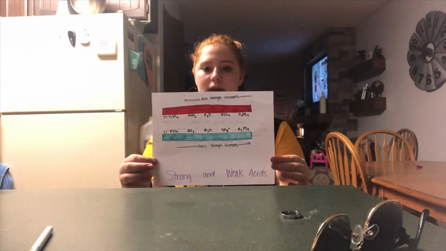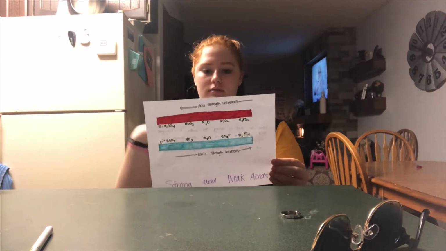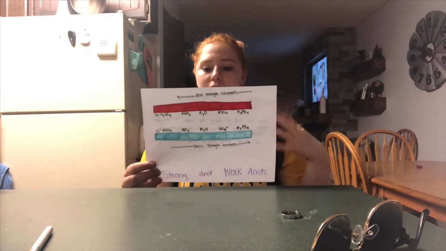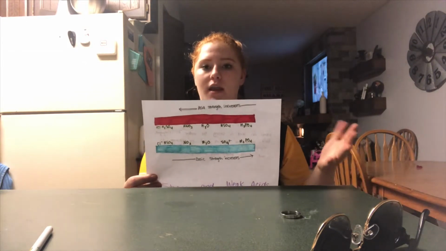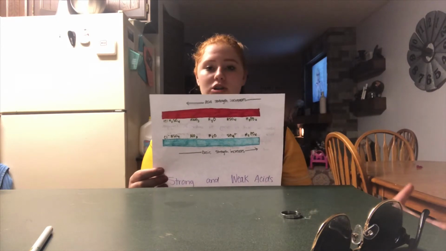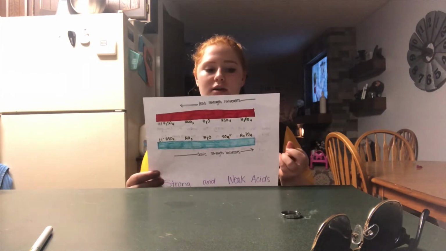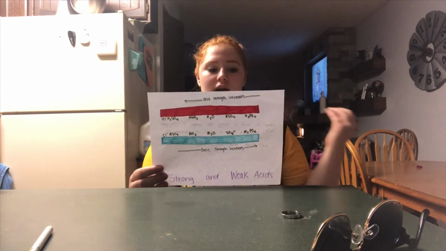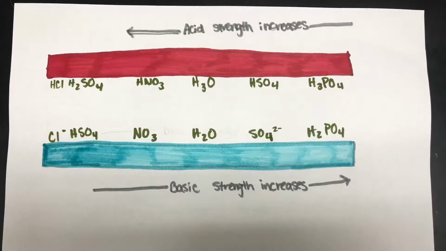Strong and weak acids are sort of the same. A strong acid completely dissociates and a weak acid only partially dissociates. When an acid is strong, its conjugate base is weaker, but when the base is weak, its conjugate acid is stronger.